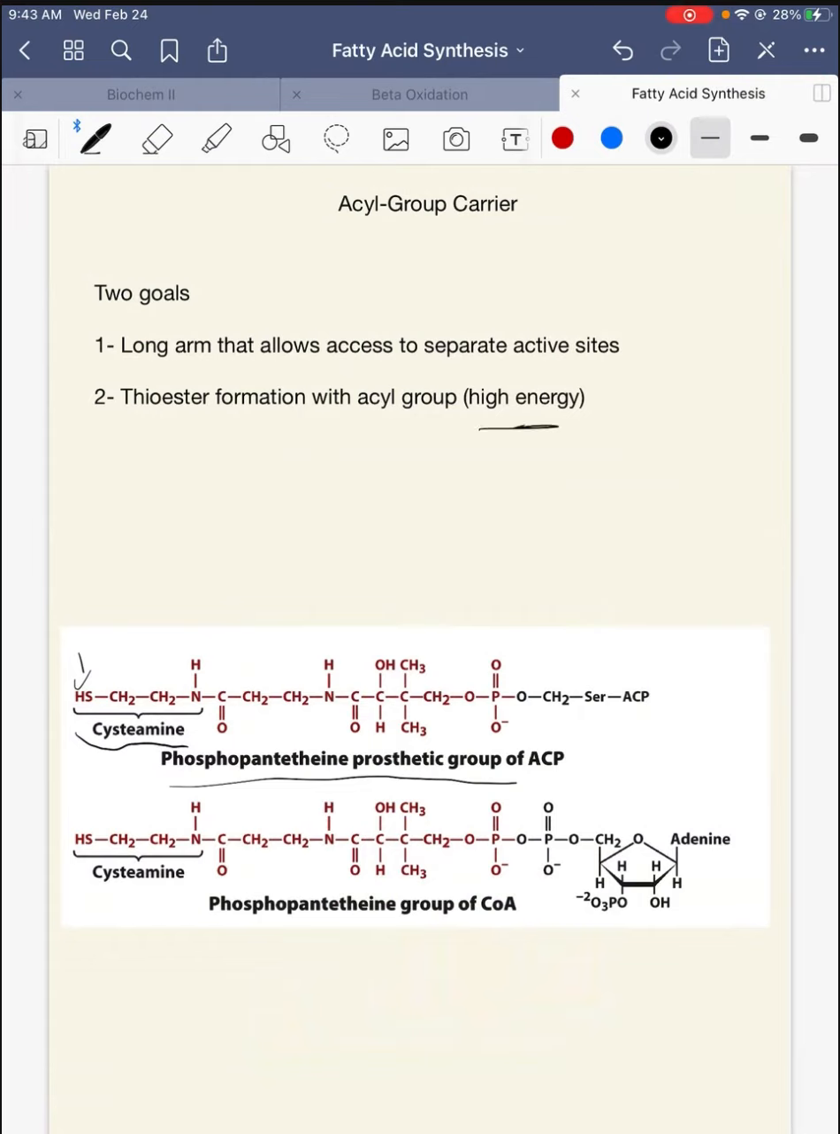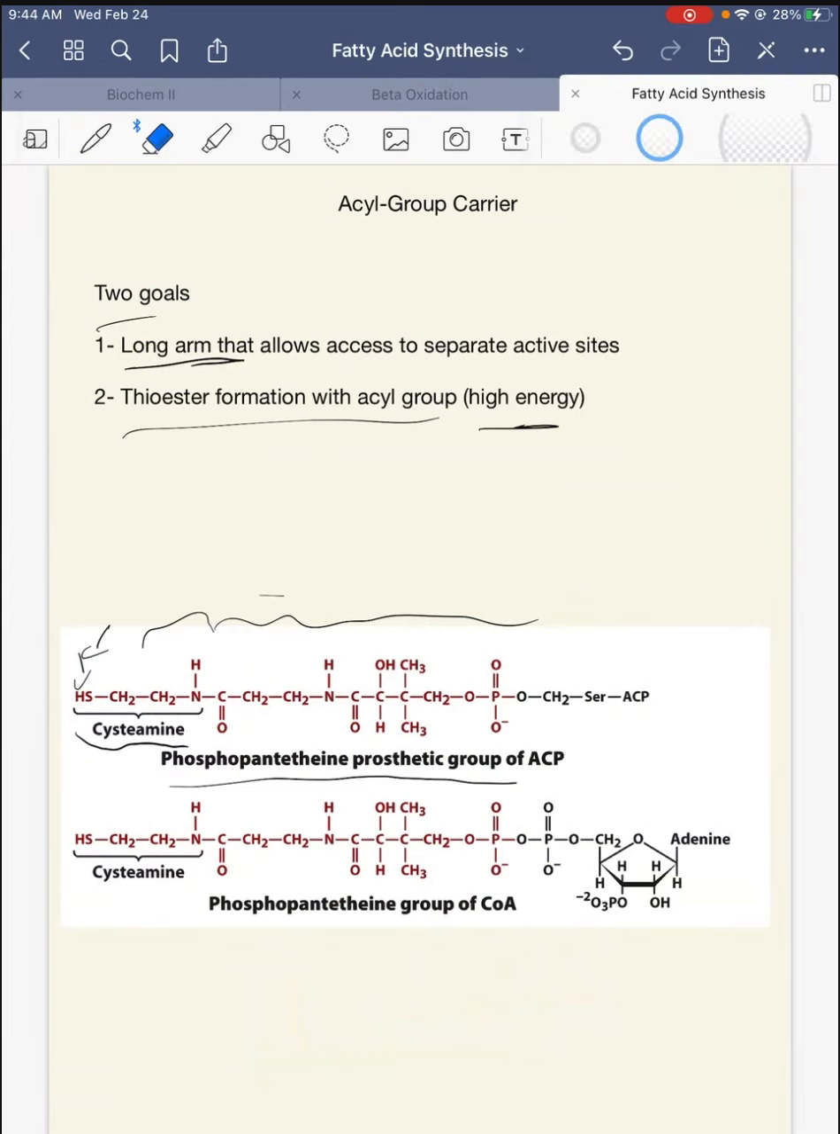So this bond is important because we make this high energy bond that's able to be broken down and gives the cell a bunch of energy. Or it makes it really easy to break it down, I guess. So the 2 goals of it are to make this thioester bond with an acyl group, and then this long arm. You'll see it's actually pretty long, like in the cell, I think it's 2 nanometers, something like that.